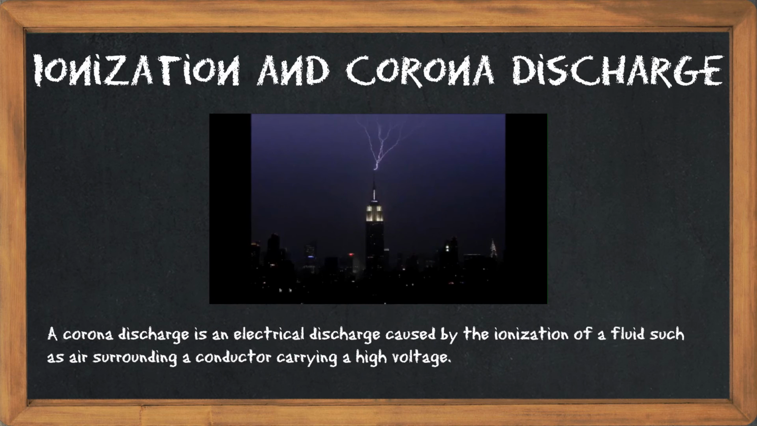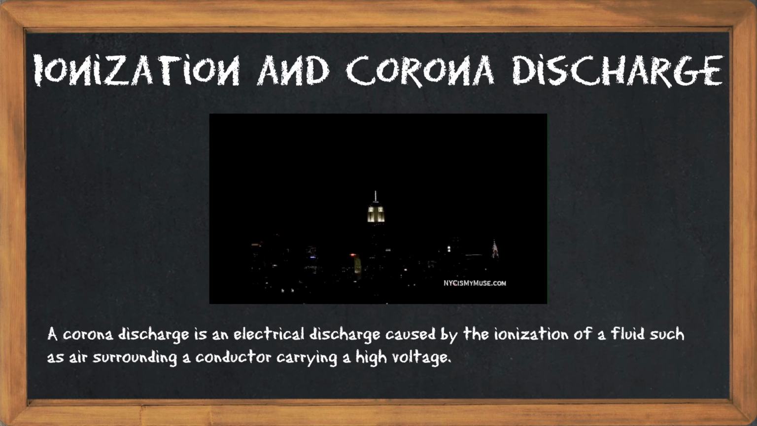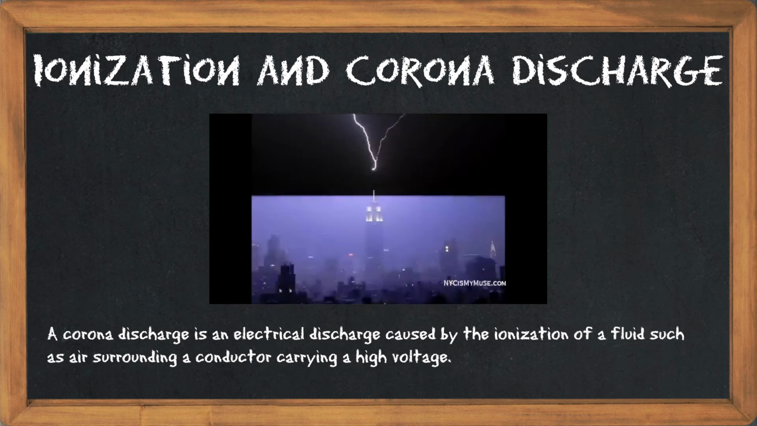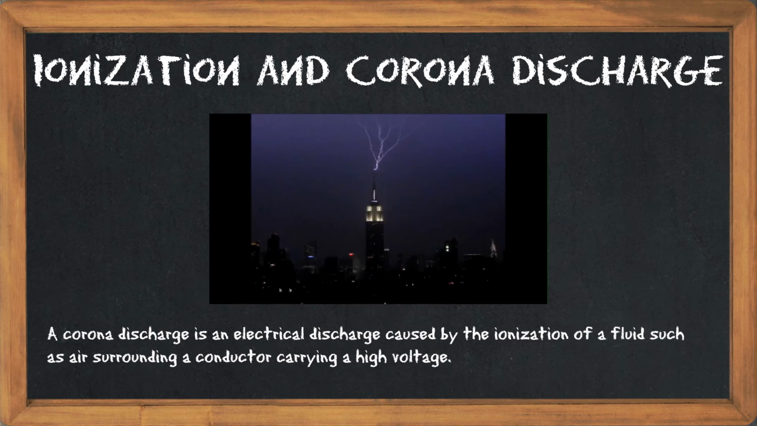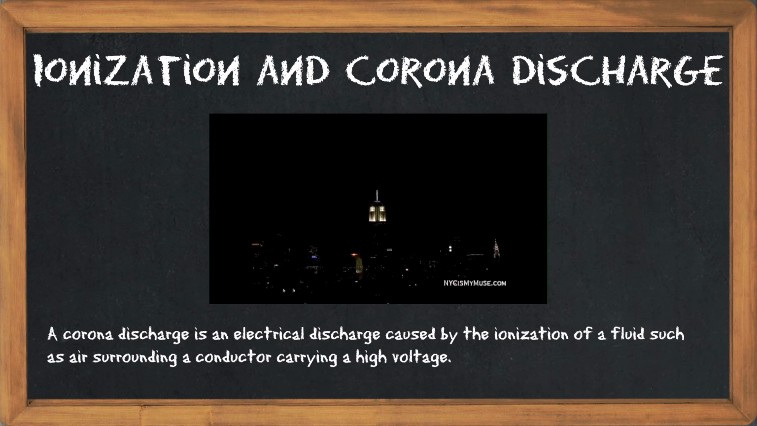A corona discharge is an electrical discharge caused by the ionization of a fluid such as air surrounding a conductor carrying a high voltage. It represents a local region where the air has undergone electrical breakdown and become conductive, allowing charge to continuously leak off the conductor into the air. A corona occurs at locations where the strength of the electric field around a conductor exceeds the dielectric strength of the air. It is often seen as a bluish glow in the air adjacent to pointed metal conductors carrying high voltages, and emits light by the same property as a gas discharge lamp.